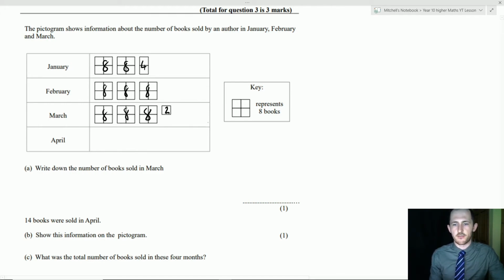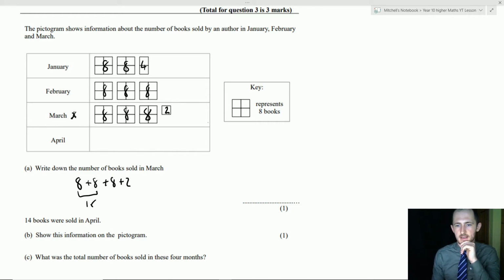Perfect. So write down the number of books sold in March. So if we go to March, that's this column or this section here. So we have 8 books plus another 8 books plus another 8 books plus 2 books. 8 and 8 gives me 16. 8 and 2 is 10. Add those together gives me 26 books.